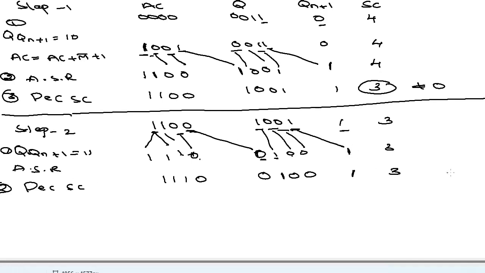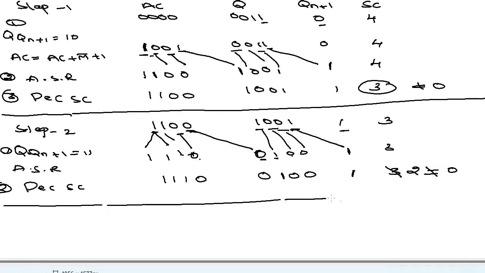Next, decrementing the sequence counter value. Already the sequence counter is 2. So now we are decrementing the sequence counter, 2 minus 1, so we get 1. So it is also not equal to 0. Again we have to compare the Qn plus 1 value. That is step 3.